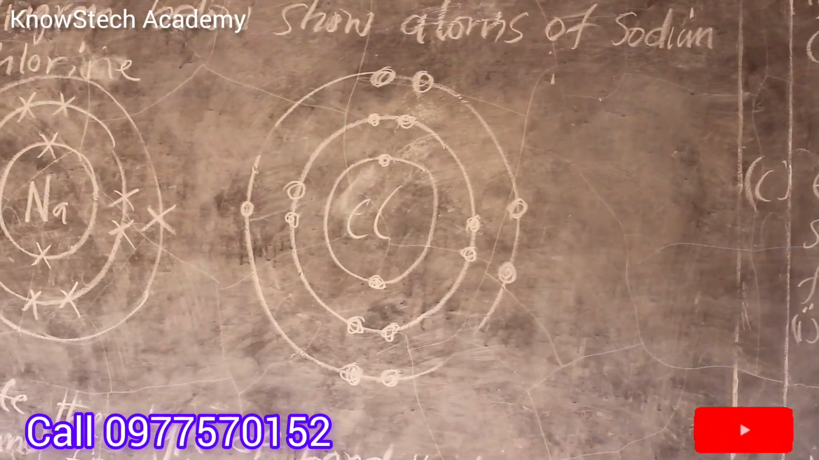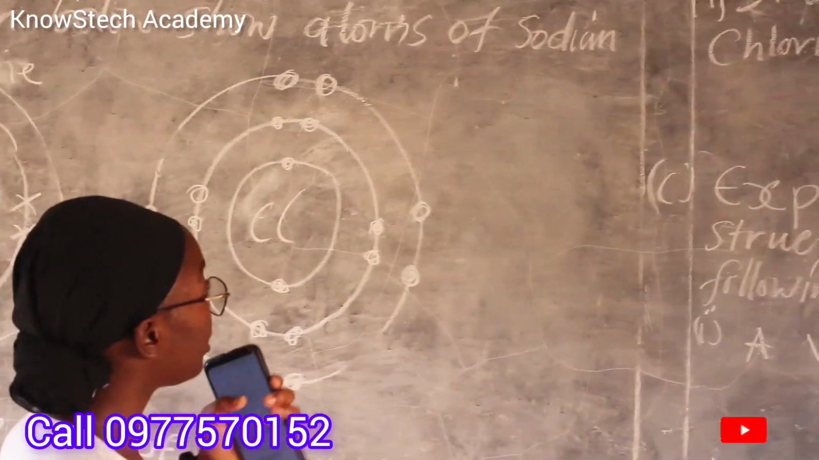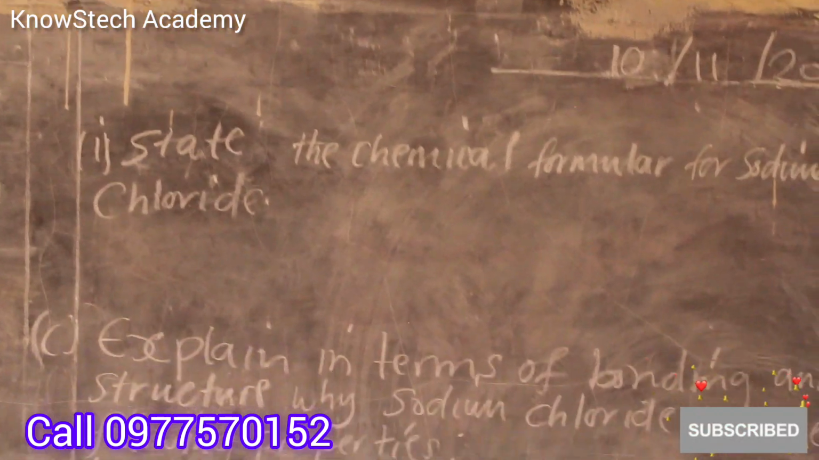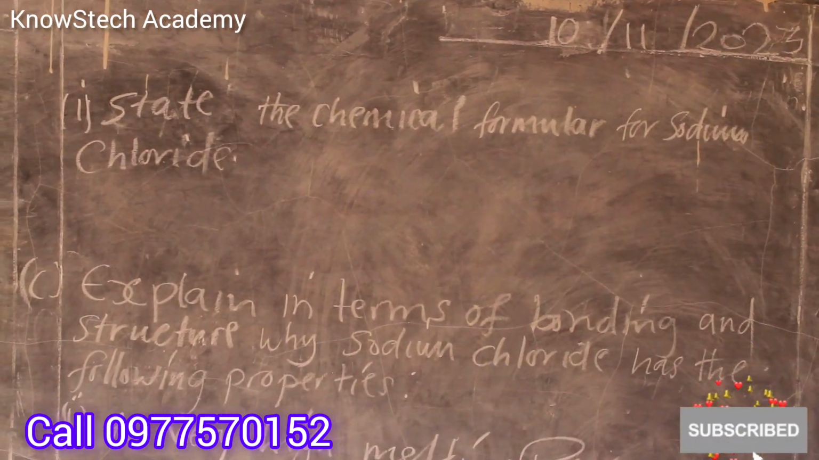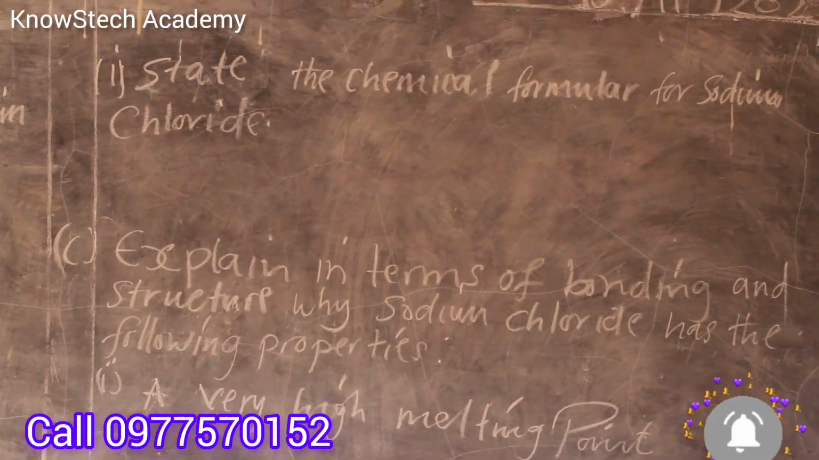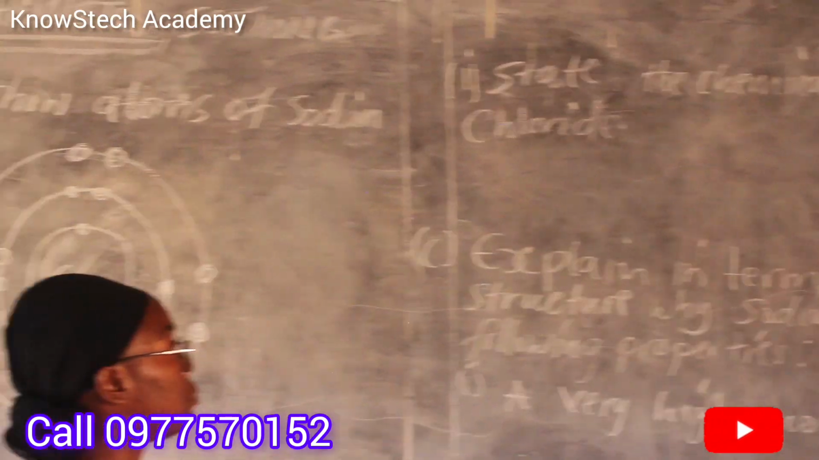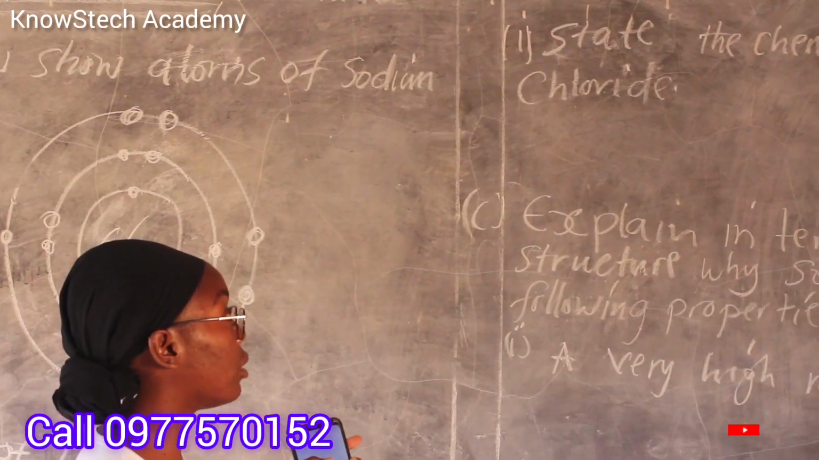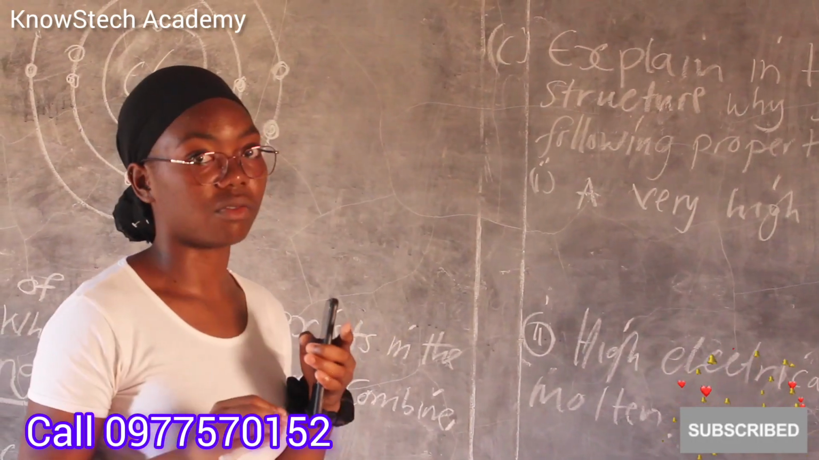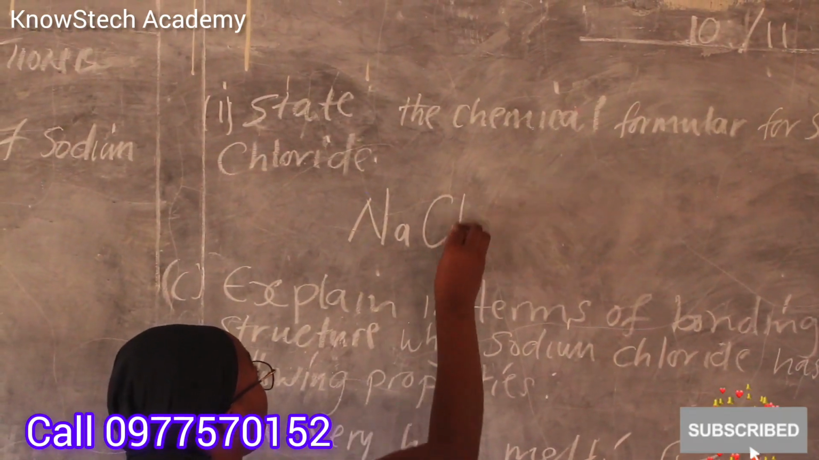Then our third question, B2, reads, state the chemical formula for sodium chloride. So sodium has got a valency of 1 and chlorine has got a valency of 1. So for it to be called sodium chloride, it means that sodium and chlorine have been combined, and both elements have got a valency of 1. So it's going to be NaCl.